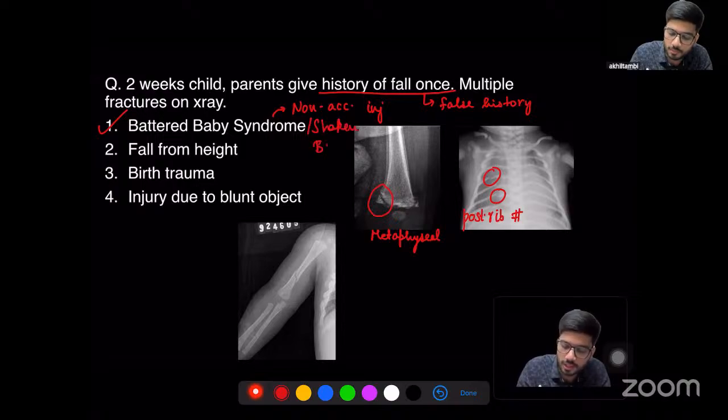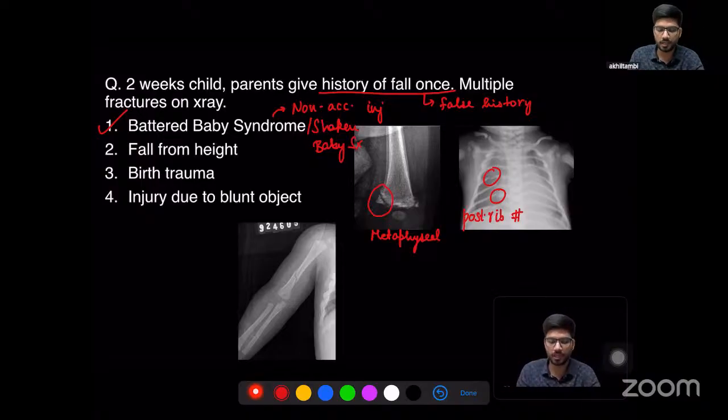So all these are synonymous, non-accidental injury. And there can be a humerus fracture, a femur fracture, there can be multiple fractures. So this kind of question was given, and this is not at all a fall from height or birth trauma or injury due to a blunt object. The parents will classically give you a false history and multiple x-rays show fractures. That means it is battered baby syndrome without any doubt.